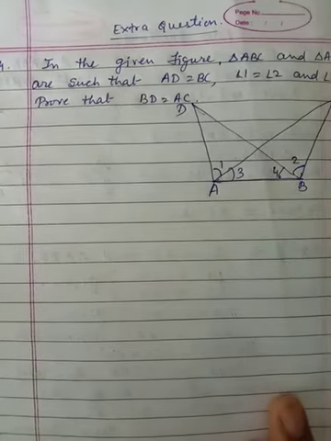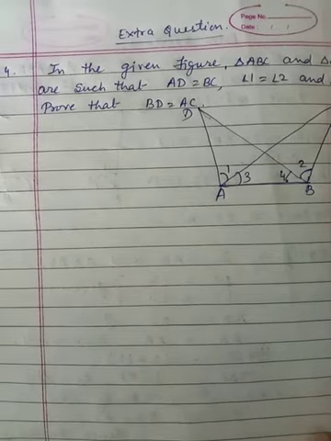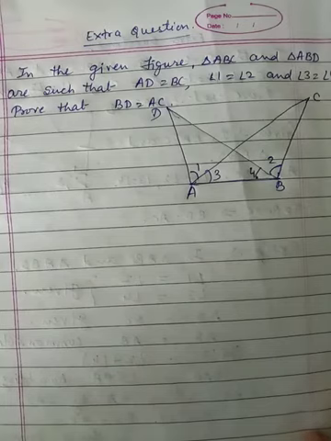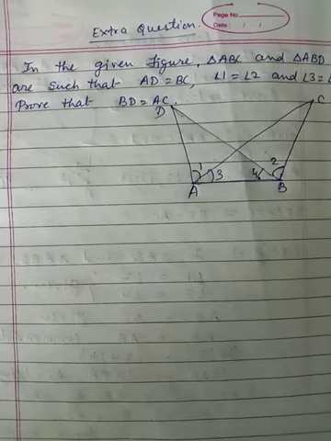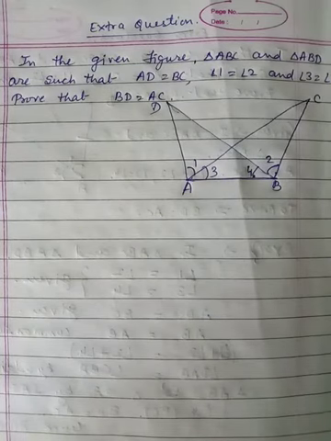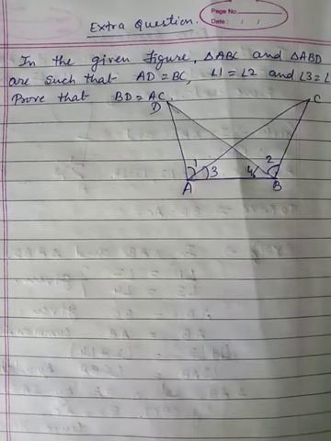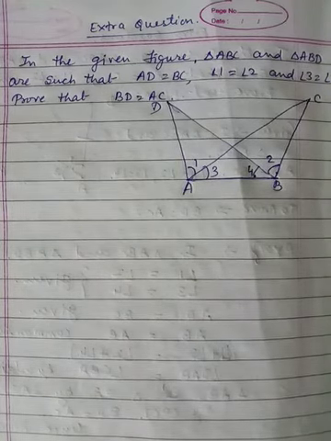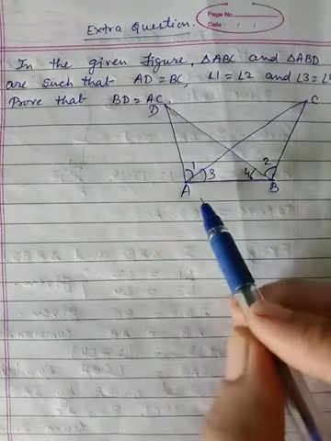4. In the given figure, triangle ABC and triangle ABD are such that AD is equal to BC, angle 1 is equal to angle 2, and angle 3 is equal to angle 4. Prove that BD is equal to AC. So you can see these two triangles ABC and ABD.